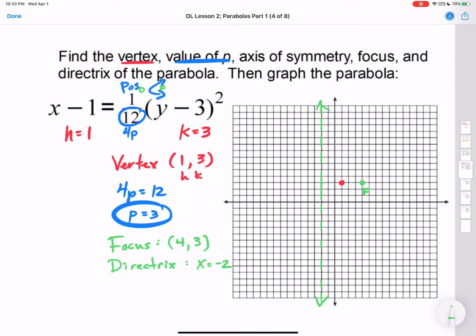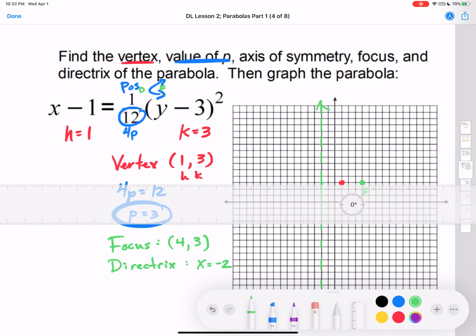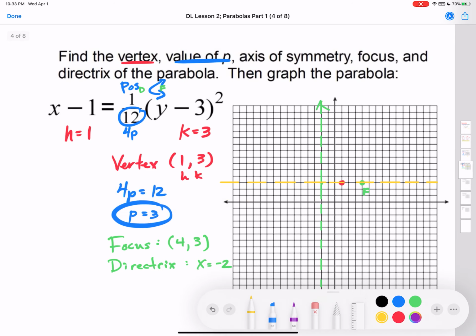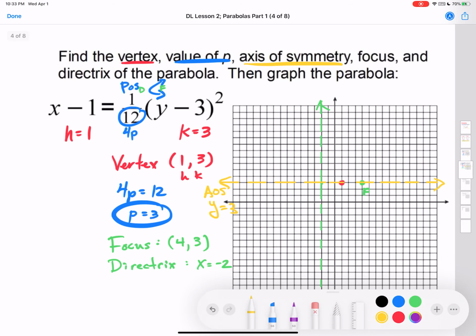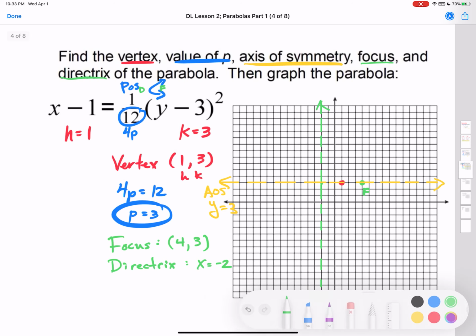Okay, so once again, what I want to do is figure out my axis of symmetry. And again, the axis of symmetry is a line that connects both the focus and the vertex. So here's my axis of symmetry. My axis of symmetry is going to be located at y is equal to 3. Okay, so we got the axis of symmetry, we got the focus, we got the directrix. Now all we got to do is finish off this graph.